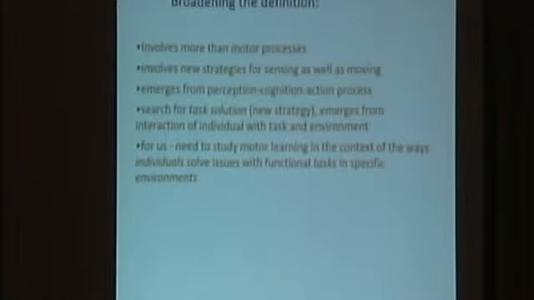So searching for task solutions or new strategies emerges from interactions with the individual, with the task or the function, the meaningful action, and the environment. So that fits in with one of those articles that Zoran gave you. I only read the abstract, but it talked about the influence of the environment, didn't it? Yes, and the influence of the task or the function. So for us, we need to study motor learning in the context of the ways individuals solve issues with functional tasks in specific environments.